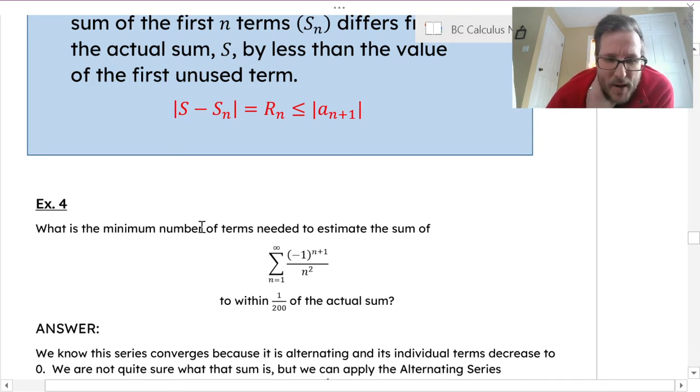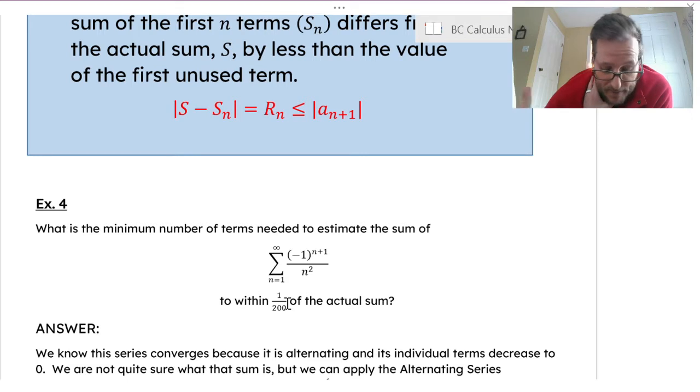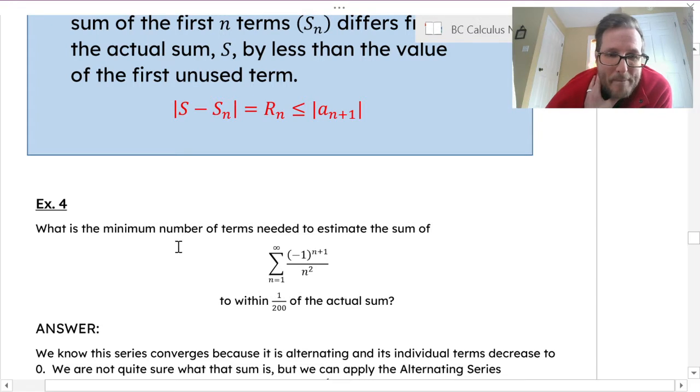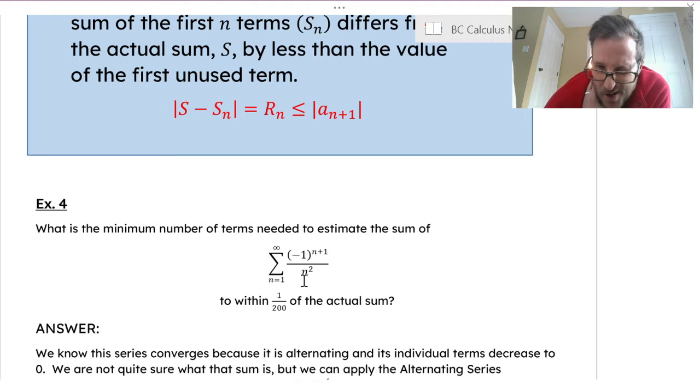What's the minimum number of terms needed to estimate the sum of this alternating series? And you're going to be asked to do it to within a certain tolerance, like we need to estimate so that the error is less than 1 over 200. Surely we could add a bajillion terms together and it would be really close, but we want the minimum number of terms. What the alternating series error tells us is that the first unused term is the maximum error.